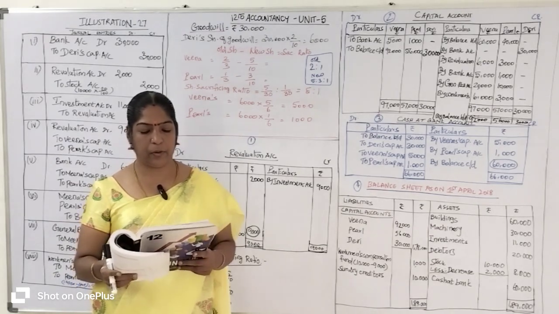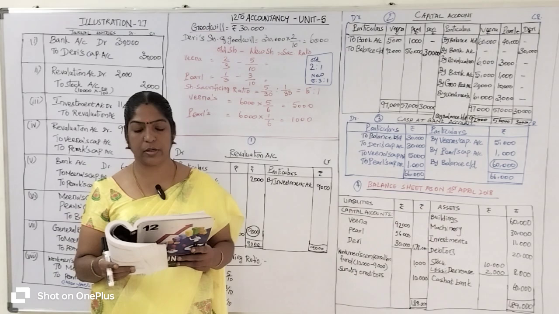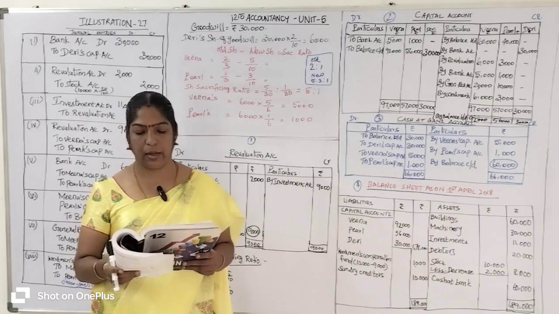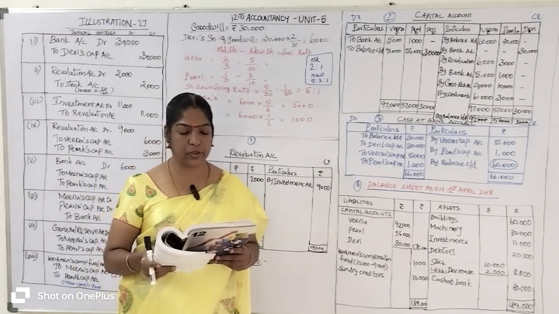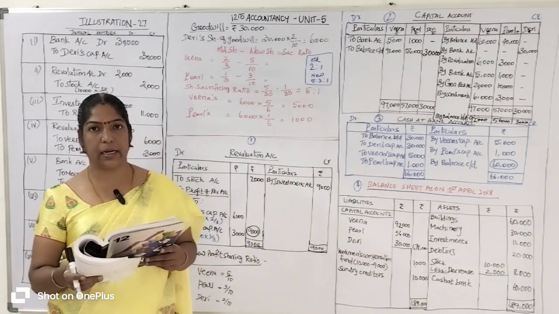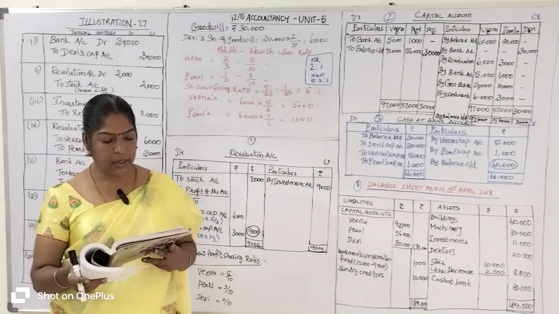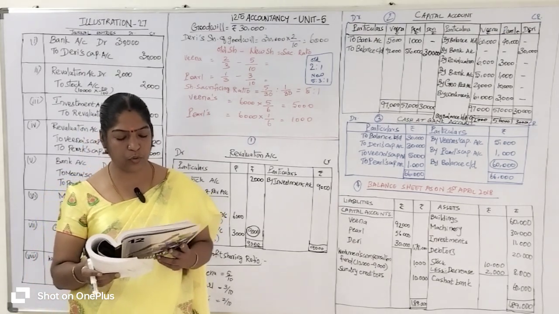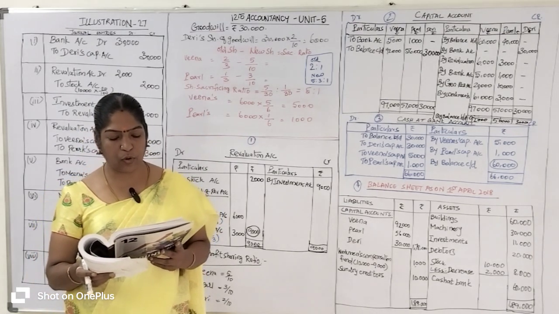Vino and Pearl are partners in a firm sharing profits and losses in the ratio of 2:1. Their balance sheet as on 31st March 2018 is as follows. Liability side and asset side items are given below. Derry is admitted on 1/4/2018 subject to the following conditions.